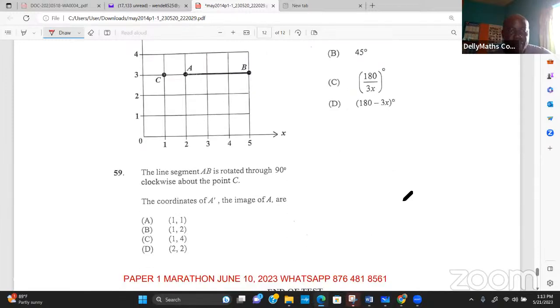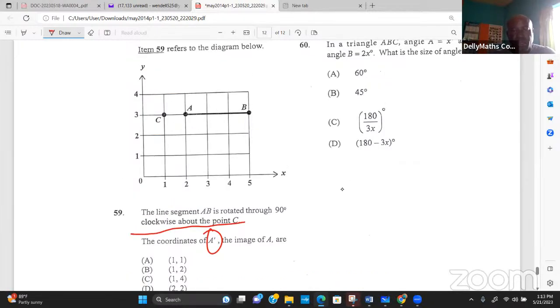59 says here, the line segment AD is rotated through 90 degrees clockwise, with the hand of a clock, about the point C, right? Now the coordinates of A prime, the image of A, are what? Watch this. Clockwise, hand of a clock.